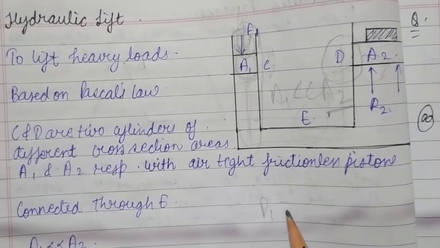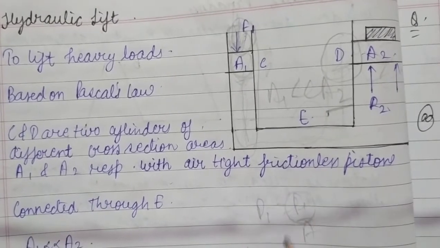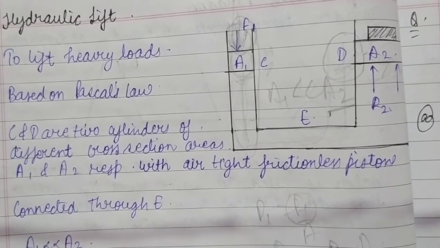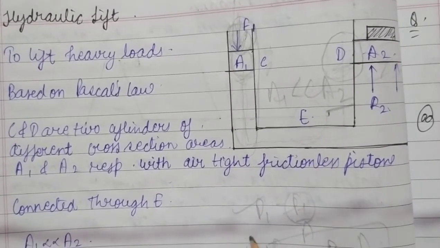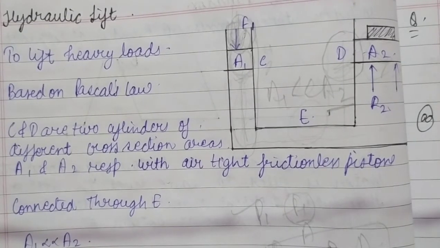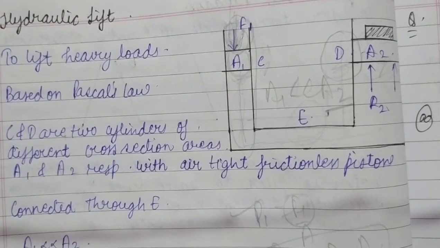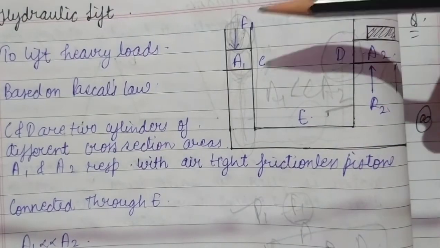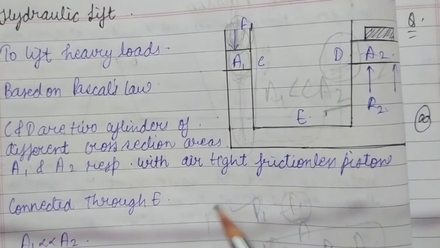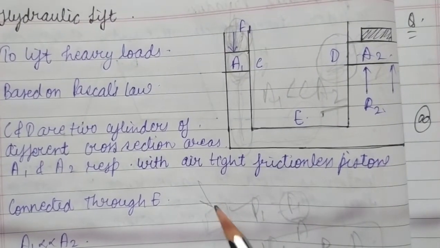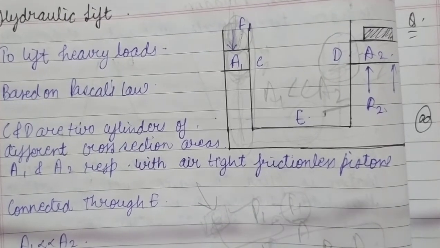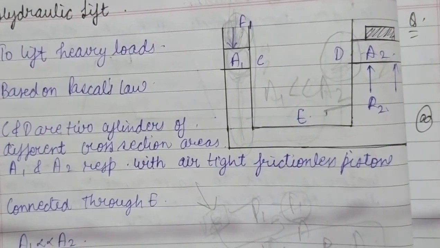Pressure, as we already know, is force per unit area. So the force applied on this cross-sectional area is P1 into A1, that is, pressure equals force upon area. Now, what does Pascal's law say? If there is any increase in pressure at any point in a liquid in equilibrium, this pressure will be transmitted equally to all parts of the liquid. That is what Pascal's law says.